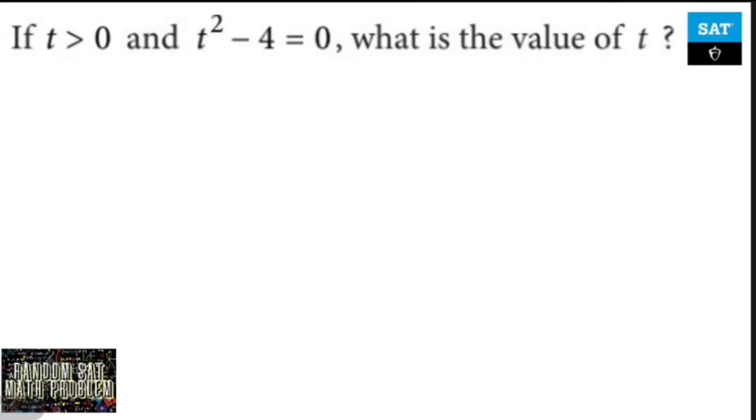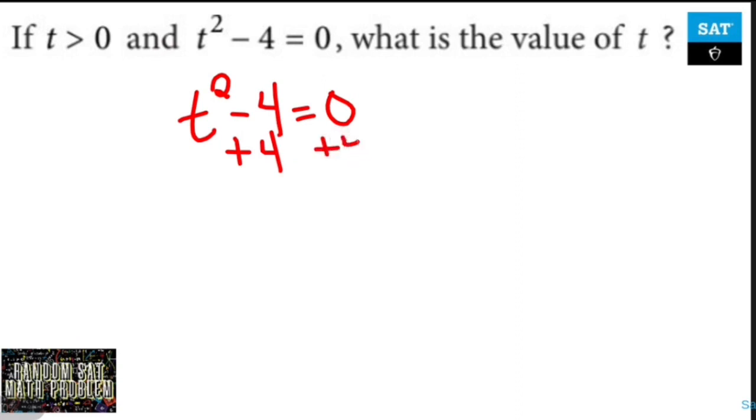If t is greater than 0 and t squared minus 4 is 0, what's the value of t? All right, well, this is a pretty simple solving equations type problem. I've got t squared minus 4 equals 0. I'm going to add 4 to both sides, cross them out. T squared equals 4.